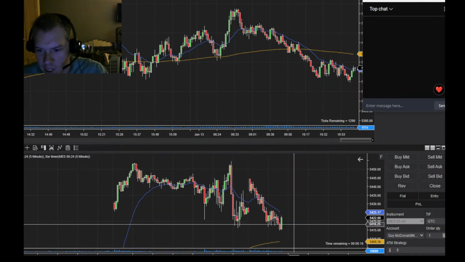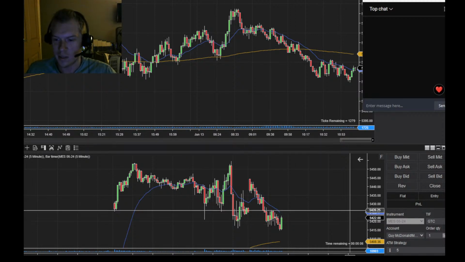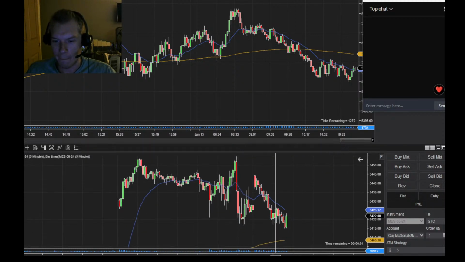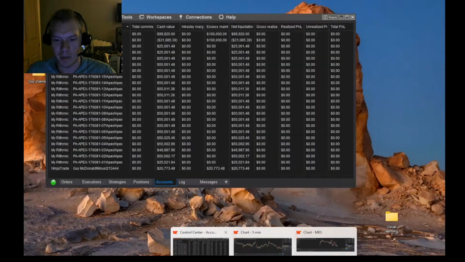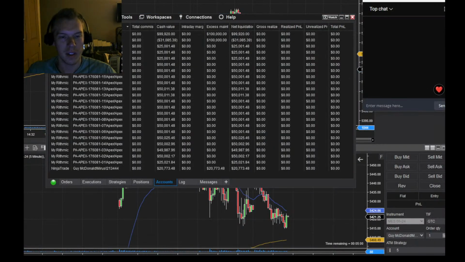Alright, the stream is all set up. Now I can focus on getting some trades going here. So first thing, let me pull up my trade copier. And on the Apex trade copier, this is how you go ahead and turn it on.